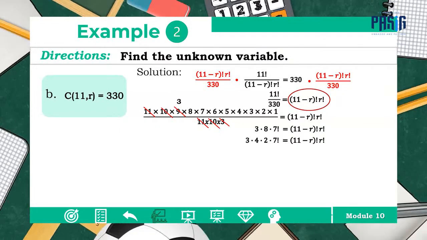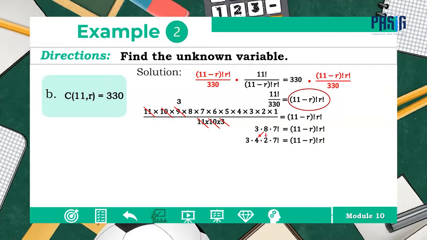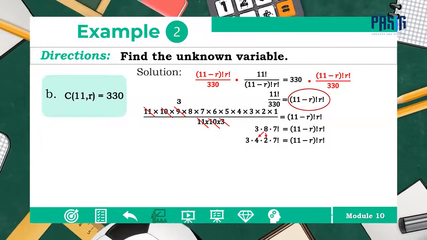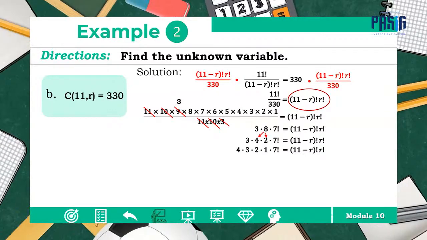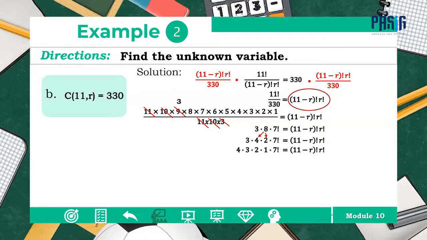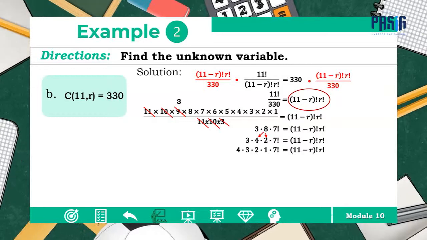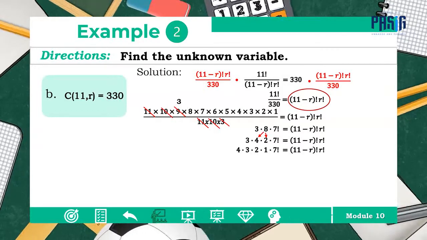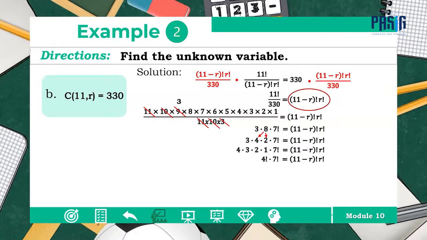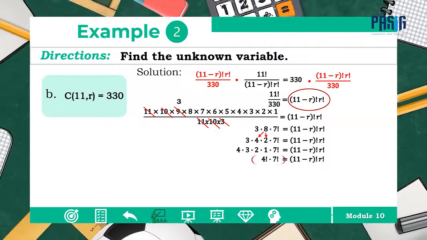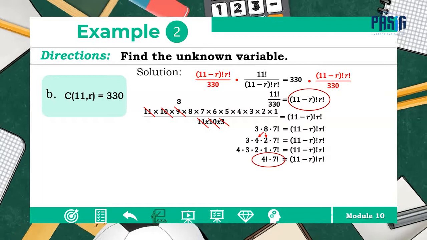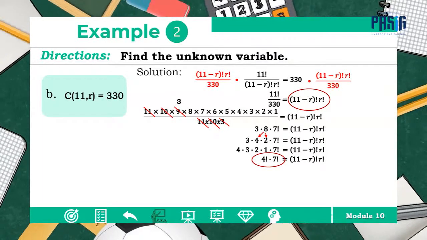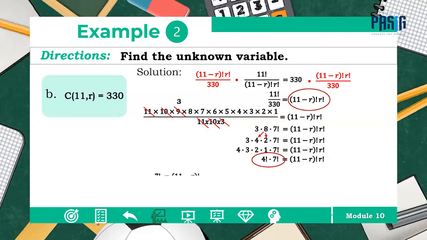8 can be factored as 4 and 2. 3 times 2 times 4 is also the same as 4 times 3 times 2 times 1 and can be expressed as 4 factorial. The left side of the equation is now expressed as product of 2 factorials. From here, we can solve now for the value of r.